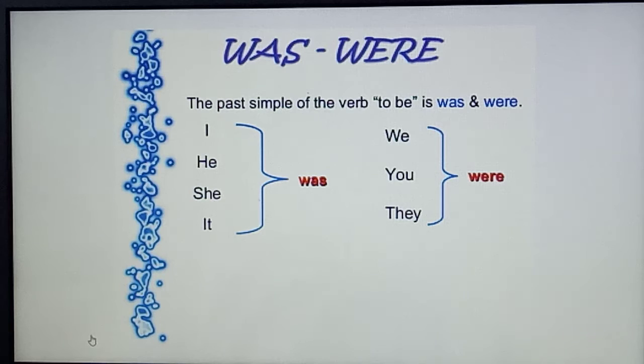So I was at home. He was at home. She was at home. It was at home. Next, we were at home. You were at home. They were at home. Right? Again, was and were are the past simple of the verb to be. Okay?